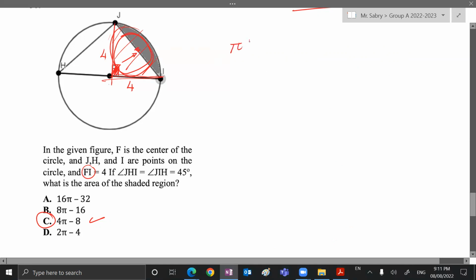So how do I get the area of a quarter of a circle? I'll get the area of the circle itself, which is pi times 4 squared, and then divide by 4. That will get me 16 pi over 4, which is 4 pi.